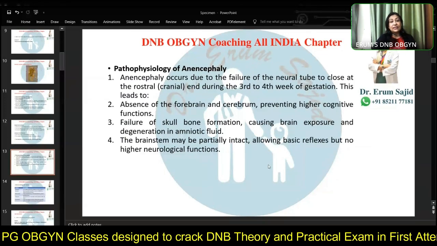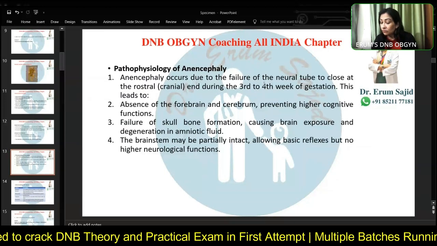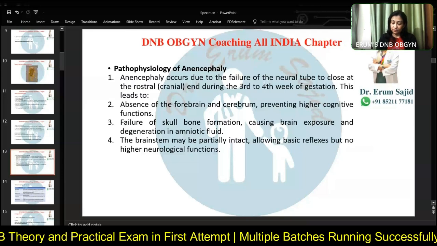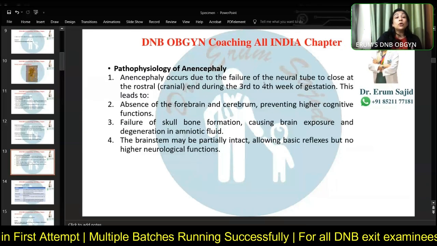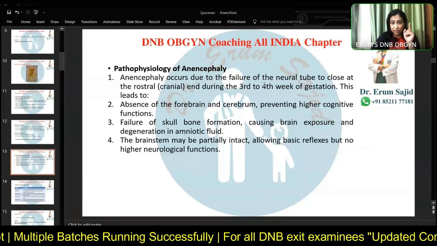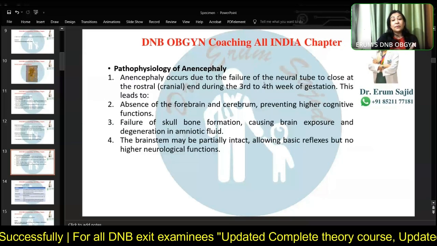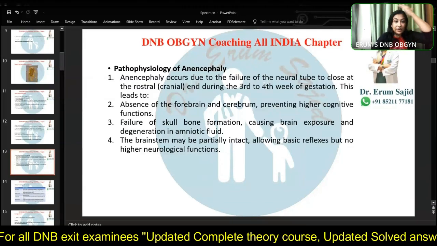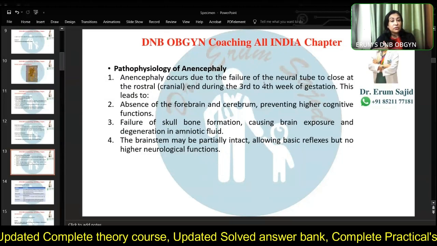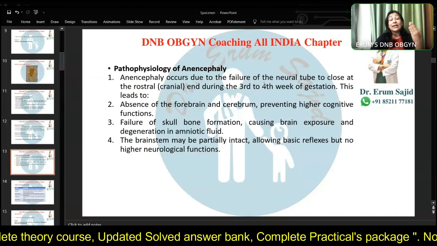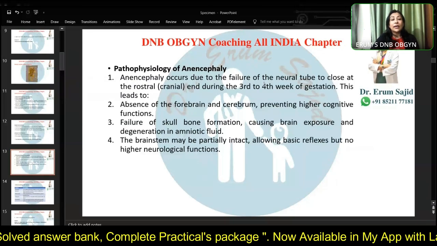The pathophysiology behind this is that there is a failure of the neural tube. Anencephaly occurs due to the failure of the neural tube to close at the rostral, that is the cranial end, during the 3rd and 4th week of gestation, that early on. That leads to the absence of the forebrain, the absence of the cerebrum, preventing any higher cognitive functions. There is a failure of skull bone formation, causing brain exposure and slight degeneration because of direct contact with the amniotic fluid. Brainstem may be partially intact, allowing just basic reflexes, but no higher neurological functions.